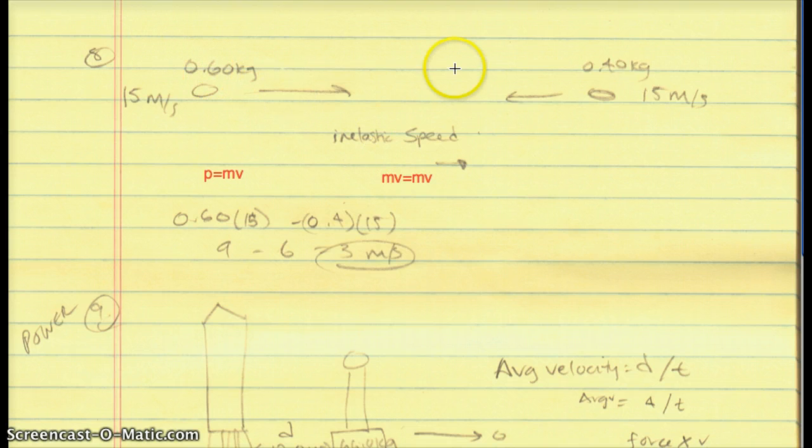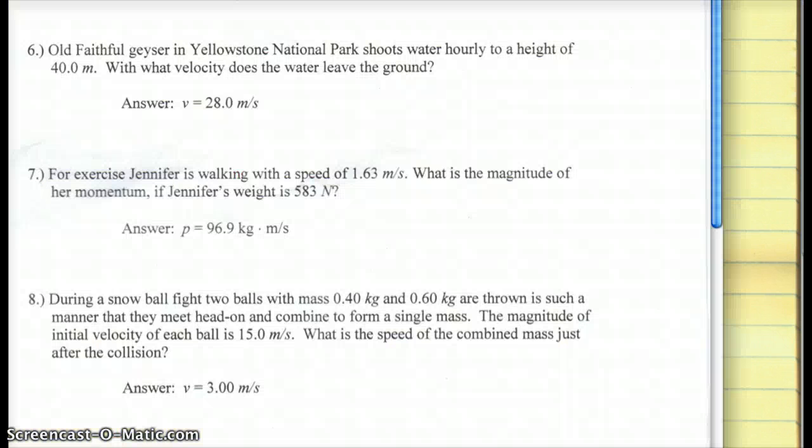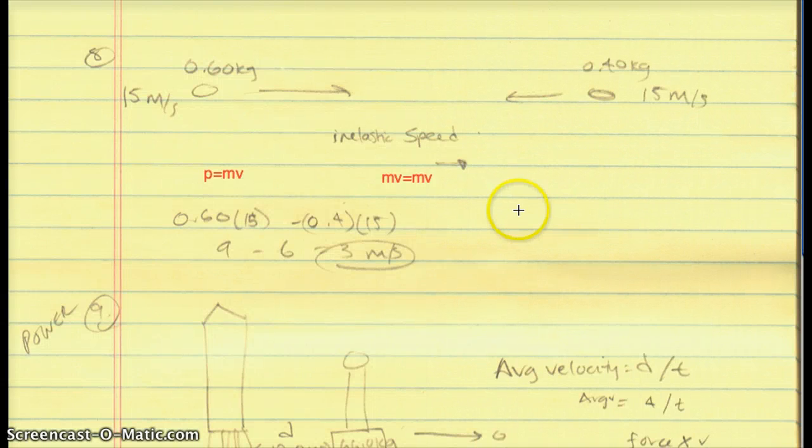But since we know that both masses are actually going to be combining and becoming one mass, all we're looking for, and they even ask in the problem, is basically what is the difference? See, the magnitude of initial velocity of each ball is 15 meters per second. What is the speed of the combined mass just after the collision? So you're actually subtracting that initial mass. Hopefully that makes sense. Basically, right here, you're calculating your momentum. You're subtracting basically your momentum of one ball from the other ball to get your final velocity.